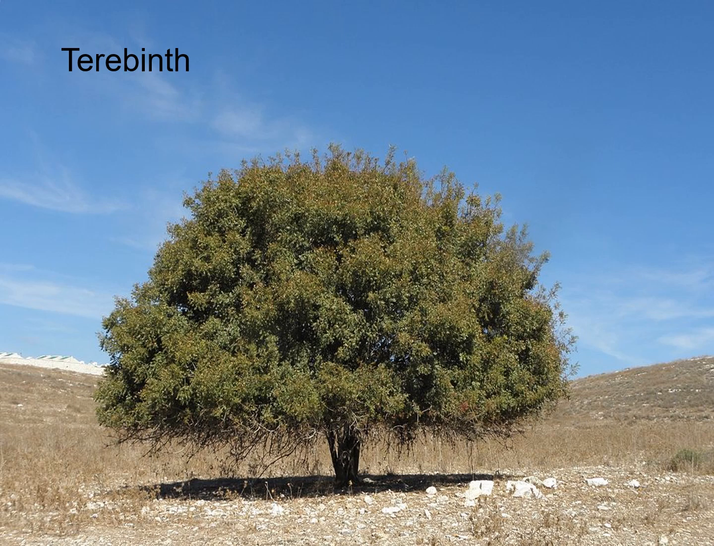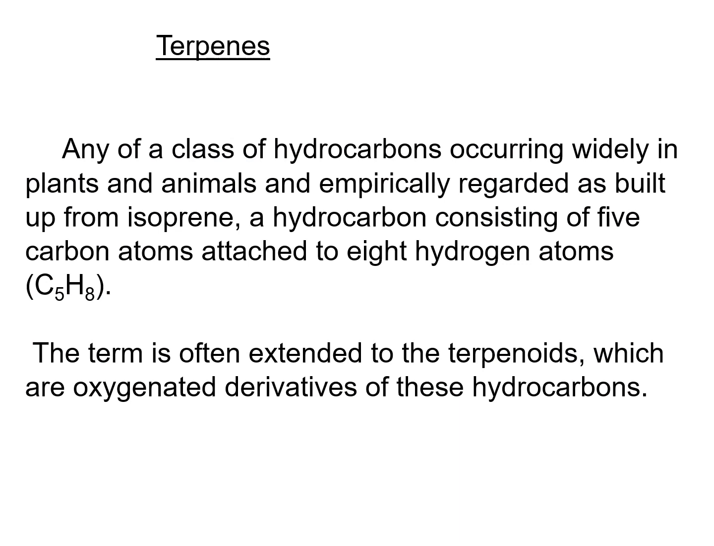The name terpenoid comes from these plant names, which have resins, secondary metabolites which are very important in different pharmacological effects. So terpenes are any class of hydrocarbon occurring widely in plants and animals, and empirically regarded as built up from isoprene units. Isoprene units are the basic building blocks of the different classes of terpenoids. A hydrocarbon consisting of 5 carbon atoms attached to 8 hydrogen atoms is known as an isoprene unit.